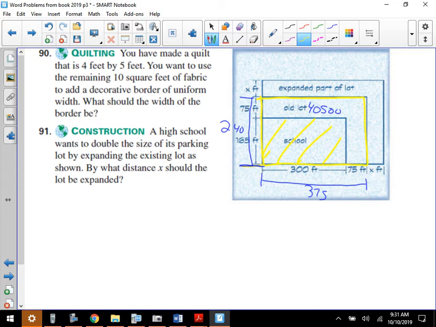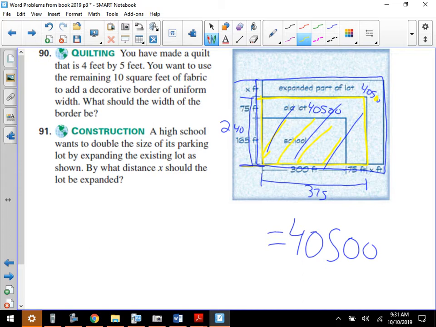So what we do is, we need to get this area, which is the new lot area, subtract out all of this. We need this to equal 4,500. So we know that our answer has to be 40,500. And to get to that, we find the area of the shaded region.